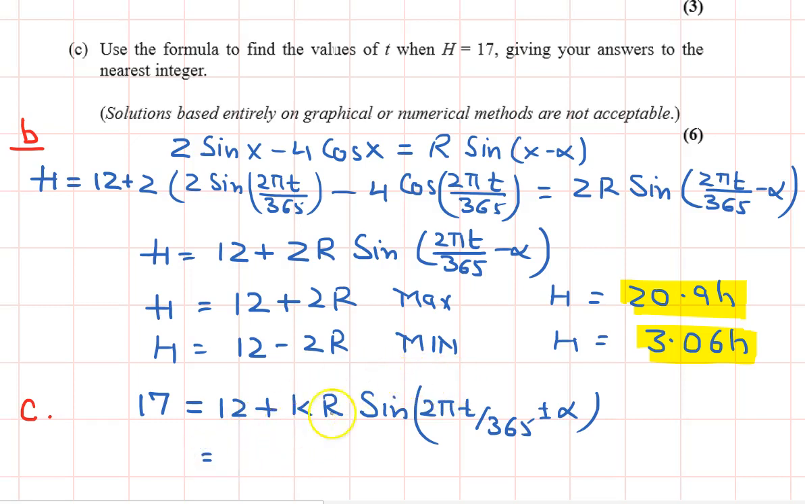So that is, in fact we can replace this k by 2. So if we solve it, we'll find that t is equal to 99 or t is equal to 212 days.